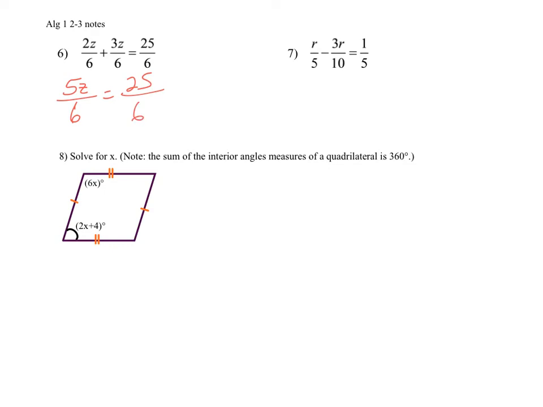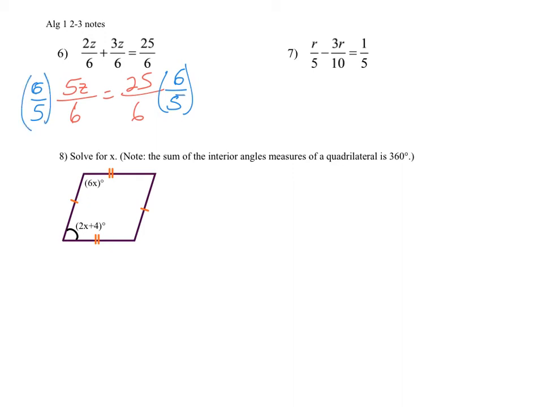Now, in order to get the left-hand side of this equation to equal a 1 right next to that z, that invisible 1, we need to multiply by the reciprocal. So the reciprocal of 5 over 6 is 6 over 5. So when we do that, let's do it in blue, so that way we can make this go away. And anything we do to one side of the equation, we have to do to the other.